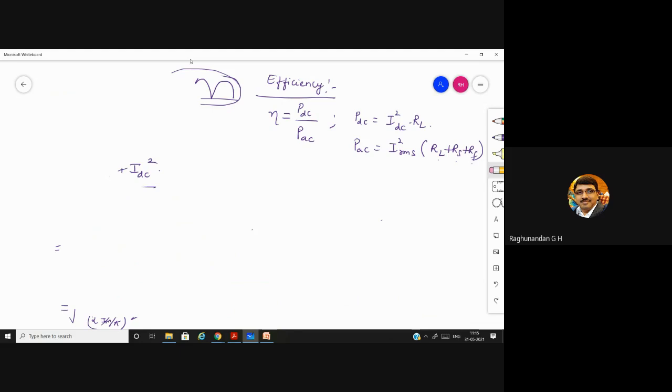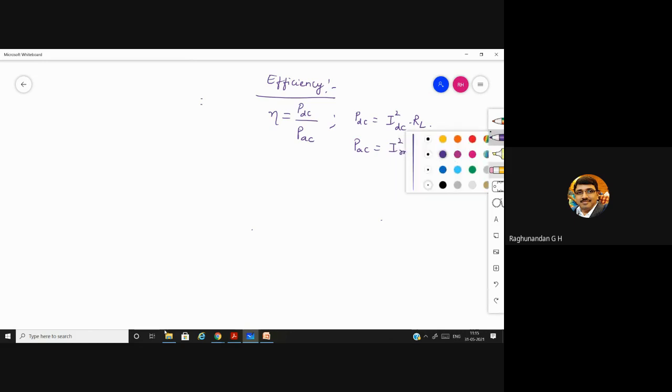When the AC signal is given, it has to pass through the transformer, primary to secondary. From the secondary, it has to go to the diode. So we need to consider the secondary resistance of the transformer, and we need to consider the forward resistance of the diode.